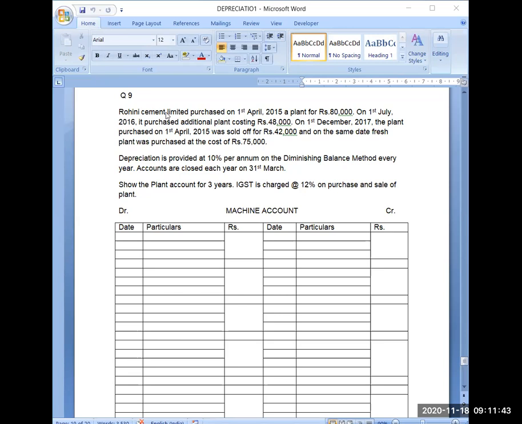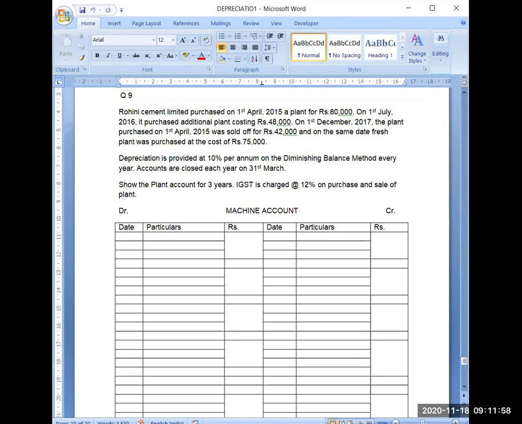Depreciation is provided at 10% per annum on diminishing balance method. So the method is clearly mentioned in the question. Every year, accounts are closed on 31st March. Show the plant account for 3 years. So we have to prepare the plant account for 3 years.